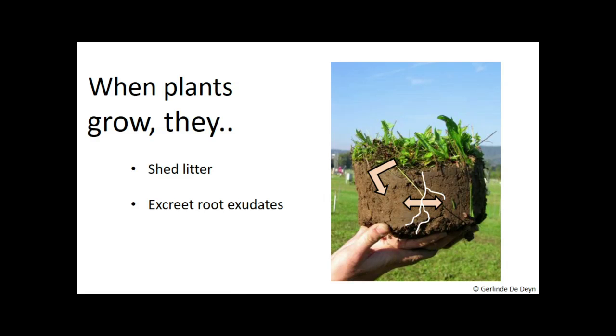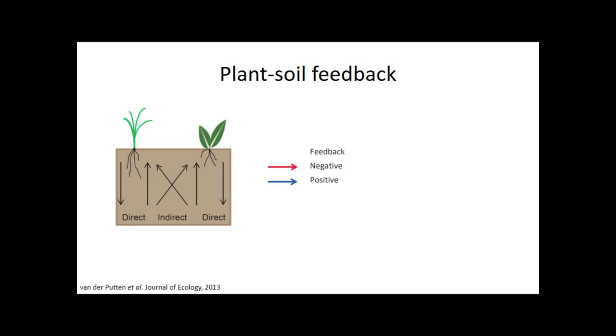When plants grow, they shed litter onto the soil and their roots excrete root exudates, and this accumulates a unique microbial community around the roots, which is specific for plant identity and the age of the plant. But when this plant dies, it leaves a legacy in the soil. This has an impact on the next plant that will occupy its place. And this is what we call plant-soil feedback. That can either be direct when it has an impact on the same plant species, or indirect when it impacts another plant species, and it ranges from negative to positive.